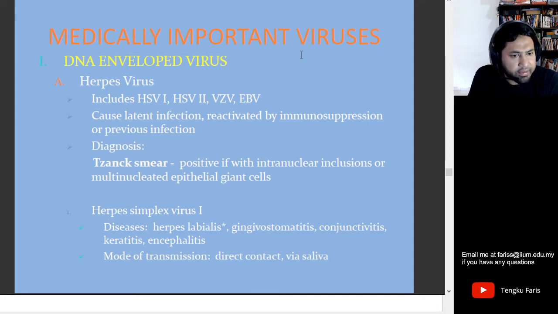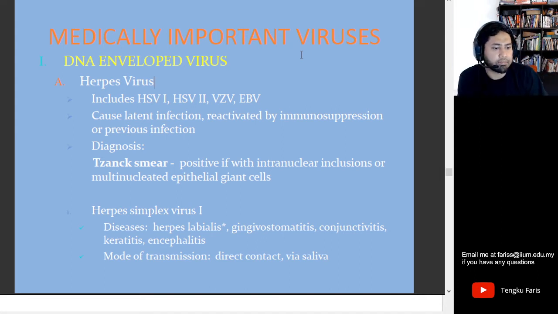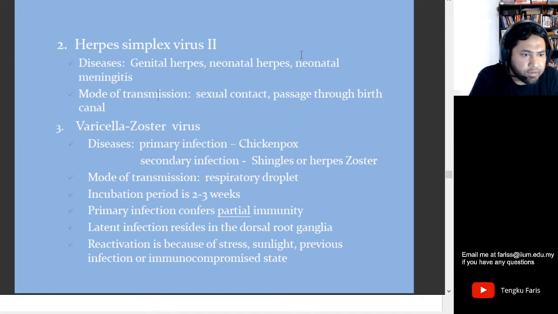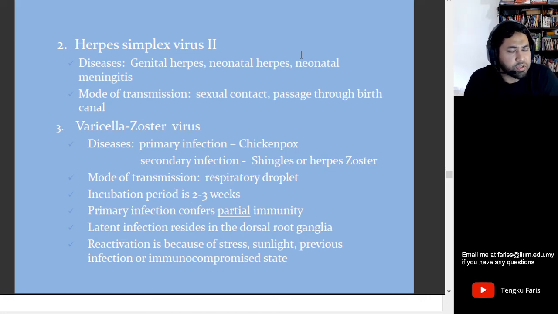What are the diseases associated with HSV? It includes herpes labialis, gingivostomatitis, conjunctivitis, keratitis, and encephalitis. Mode of transmission, it can be direct contact or via saliva. Herpes simplex type 2 can cause genital herpes, neonatal herpes, meningitis. It can be transmitted through sexual contact, passage through the birth canal.